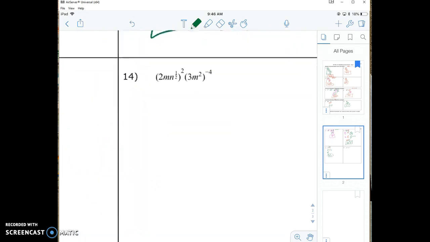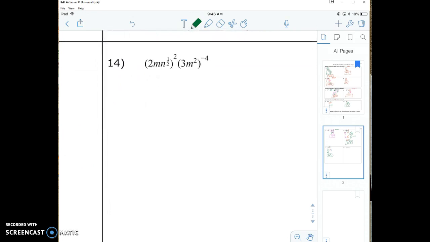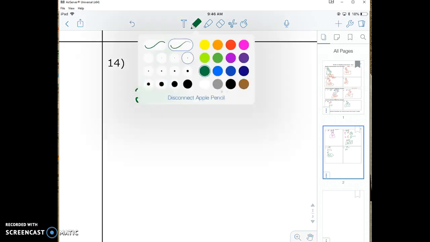Last one, number 14. Okay, I'm going to start with the parentheses. I'm going to put an exponent on everything inside my parentheses. And remember, product of powers, I'm distributing my outside exponent to all of the exponents inside. 1 times 2 is 2, so 2 to the second power. 1 times 2 is 2, so m to the second power. And n to the 1/2. 1/2 times 2 is 1, so n to the first power.